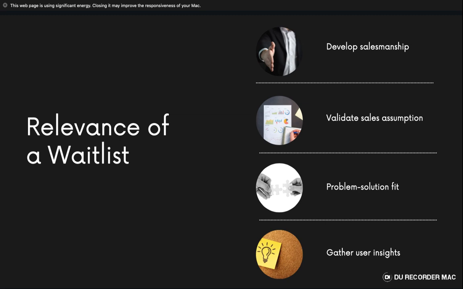Developing salesmanship means being able to convince someone, stop someone, and talk to them about your product. If you're conducting a survey and the person agrees to give you audience and their time, you're developing how to sell your product and yourself. That's what I meant, not necessarily having a sales team to do that.